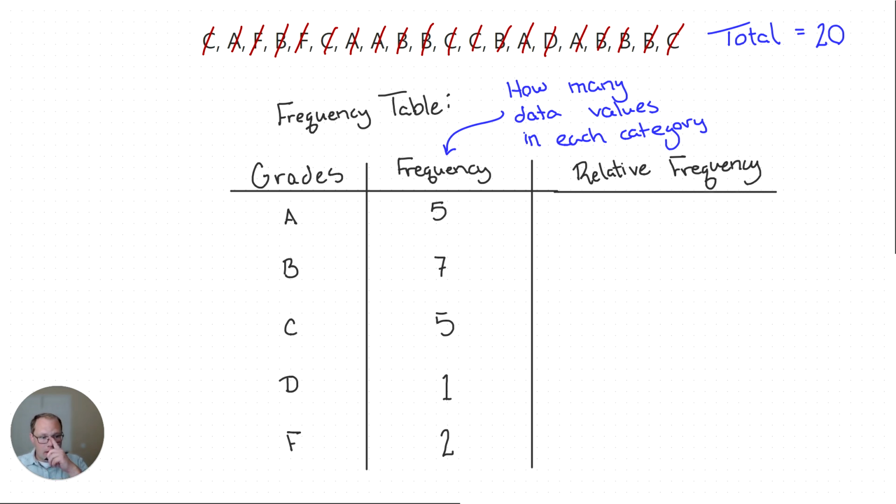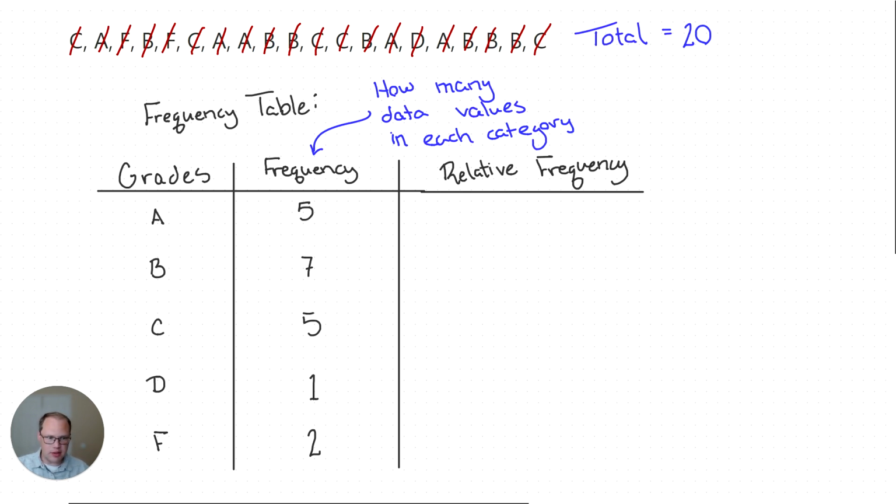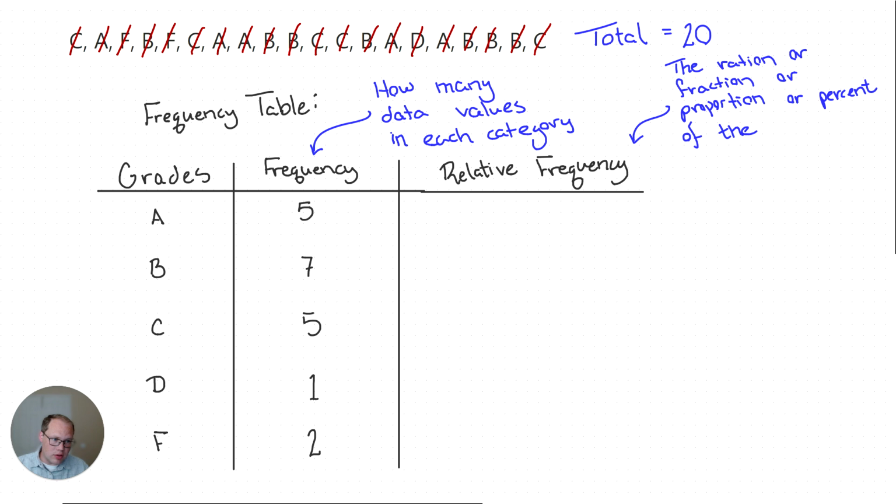Okay? And for this relative frequency, we just find the fraction or proportion or percent of each category in relation to the total. Okay? So let me scroll over here just a little bit to give myself room. The ratio or fraction or proportion or percent, these are all different ways to express the same idea of the category in relation to the total.